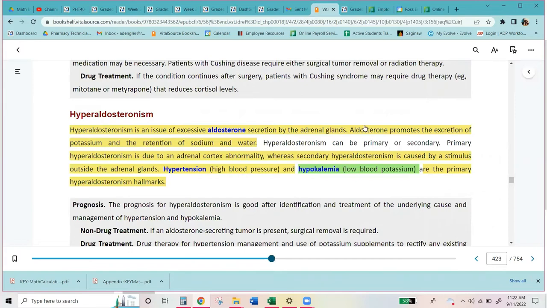Hyperaldosteronism is an issue of excessive aldosterone secretion by the adrenal glands. Aldosterone promotes the excretion of potassium and the retention of sodium and water. This is due to an adrenal cortex abnormality, whereas secondary hyperaldosteronism is caused by a stimulus outside the adrenal glands. Hypertension, which is high blood pressure, and hypokalemia, which is low blood potassium, are the primary hallmarks.